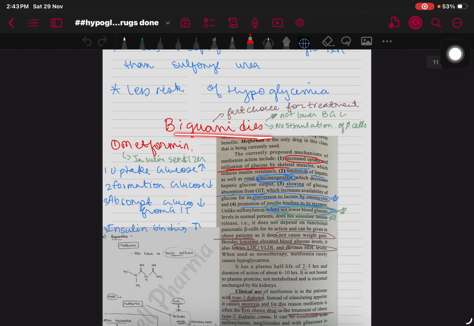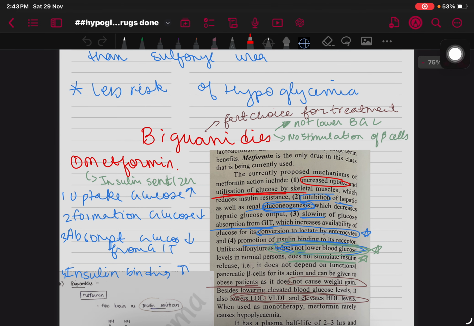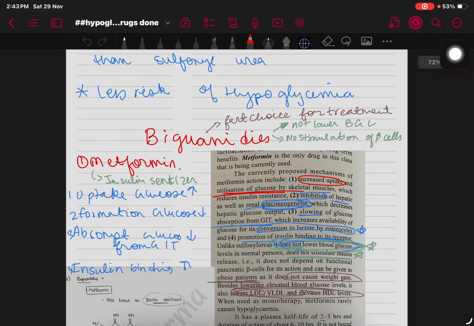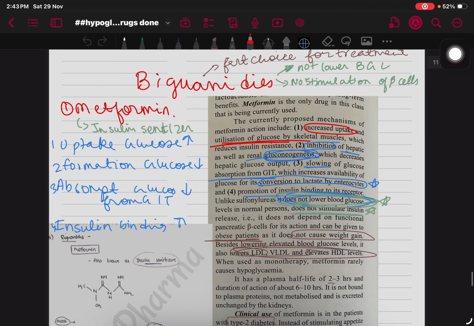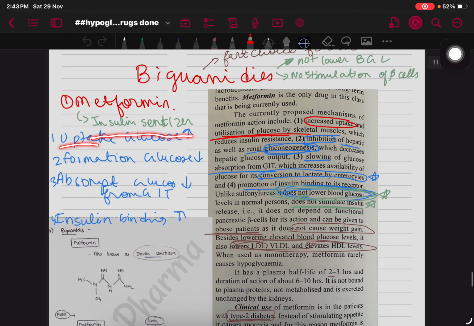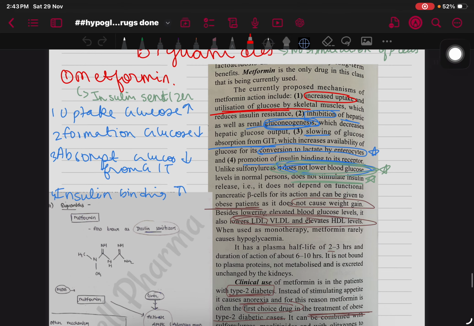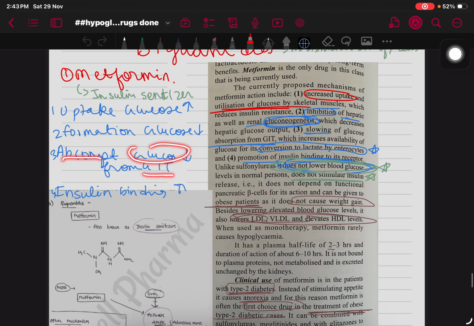We already talked about 2 guanides plus 2 methyl. First choice for treatment, does not lower blood glucose level, no stimulation of beta cell. Metformin is an insulin sensitizer. It increases the uptake of glucose, decreases the formation of glucose, decreases absorption of glucose from the GIT, so the glucose will be present more in the body for more time. Insulin binding increases.